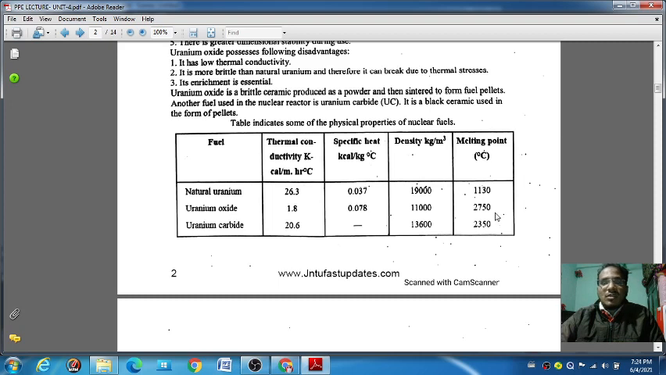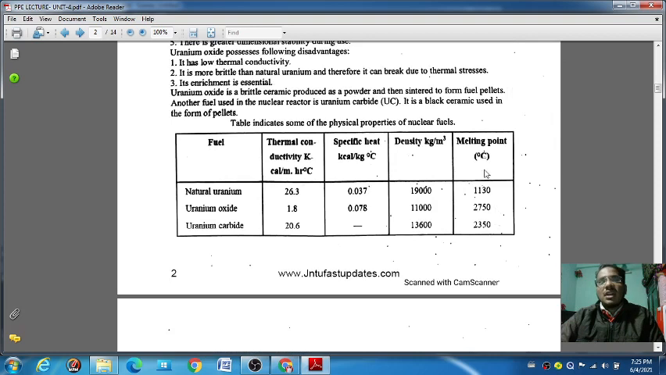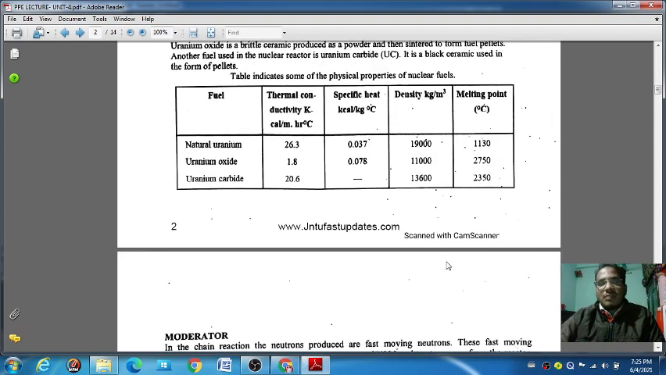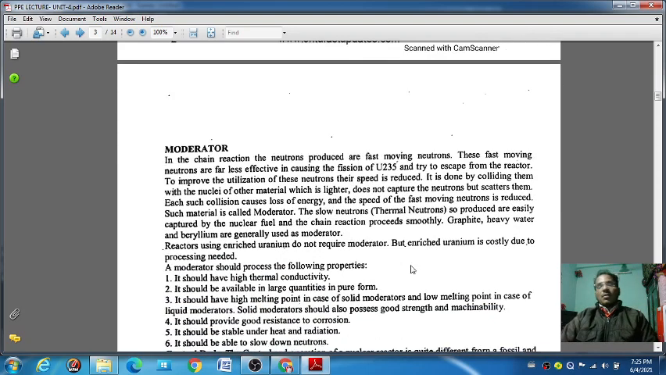Melting point: natural uranium 1130, uranium oxide 2750, uranium carbide 2350. So these are the physical properties of the fuel. Only these types of fuels are used in nuclear power plants.